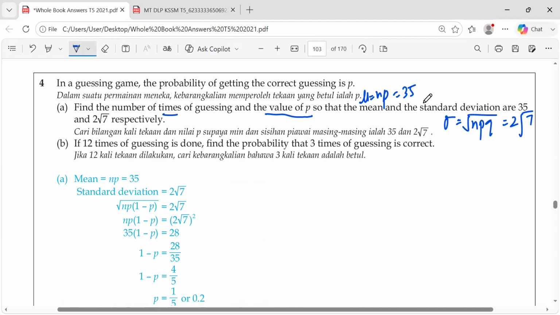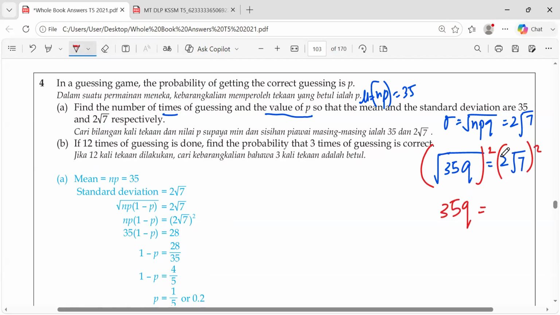But the thing is, we're not sure of the P and the Q. So NP is 35. You just substitute 35 inside. NP is 35. Then you try to solve it. How to solve it? Square both sides.